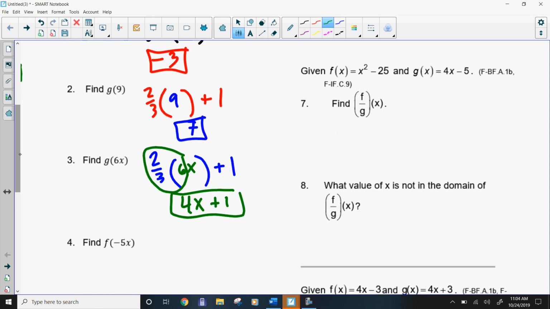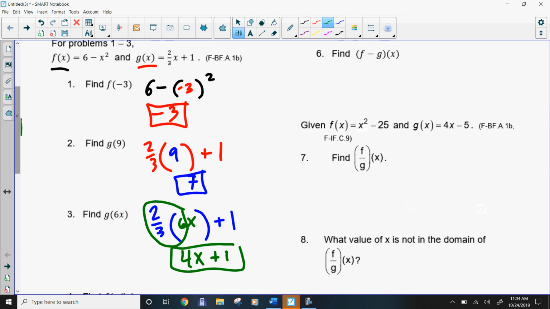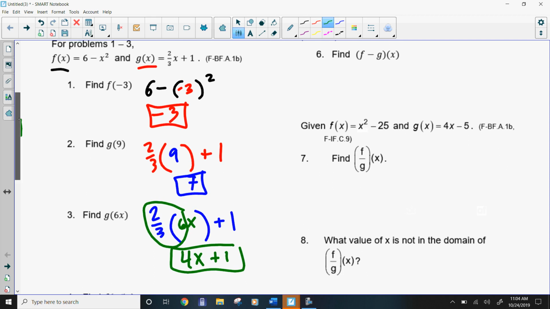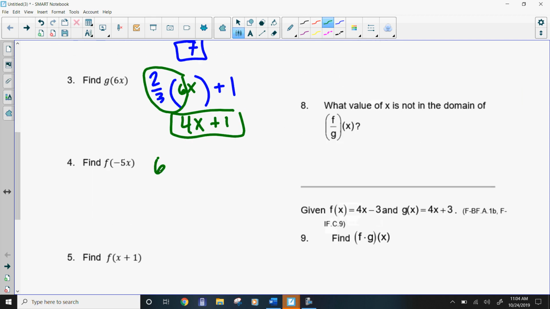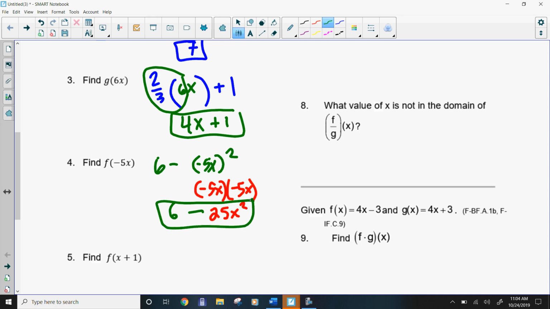Final problem is f of -5x. So the f problem was 6 minus parentheses squared, and I need to put in a -5x. So a squared means write it twice. So we're going to have 2 of these with the -5x on the inside, which gives us a positive 25x squared. But then we had the 6 minus in front. So that's our final answer, since they're not like terms.